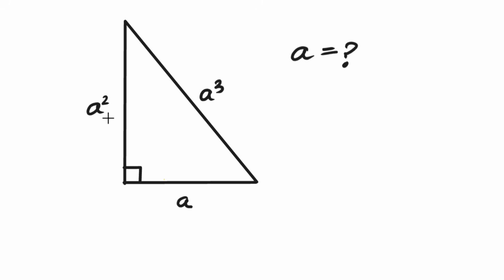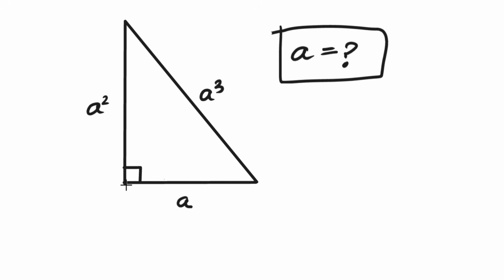We are given a right triangle whose three side lengths are a, a squared, and a cubed, and our goal is to find the value of a. Now let's begin by identifying the sides correctly. Since this is a right triangle, the longest side must be the hypotenuse. So a cubed is the hypotenuse, a is the base, and a squared is the perpendicular.